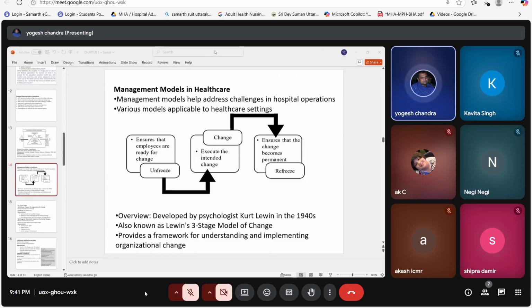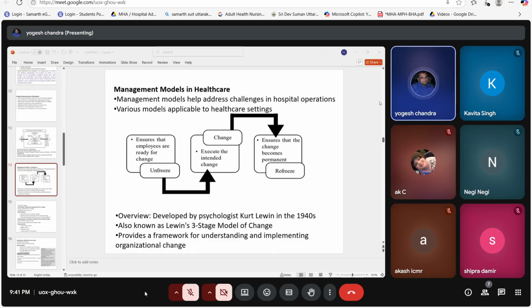And after seeing the resistance and addressing the resistance in a leadership role, every time we have some kind of goal or objective which we have to communicate. And the second stage is to implement the change. That is the second part of this theory.